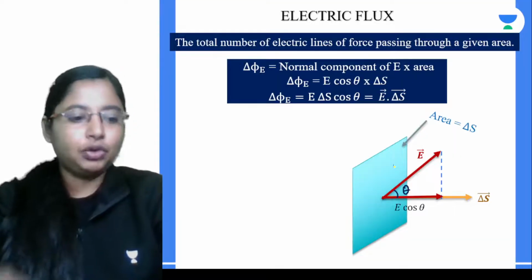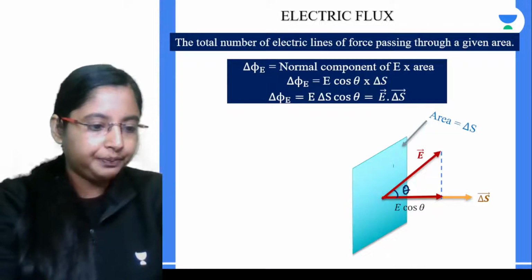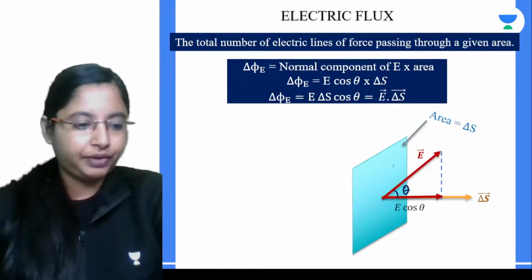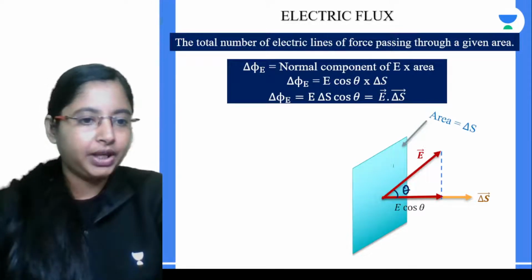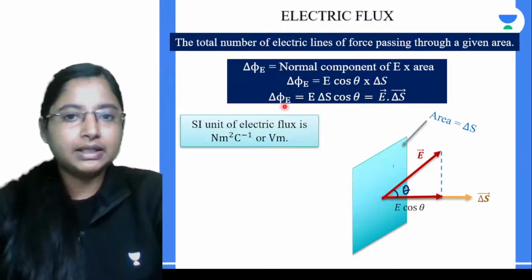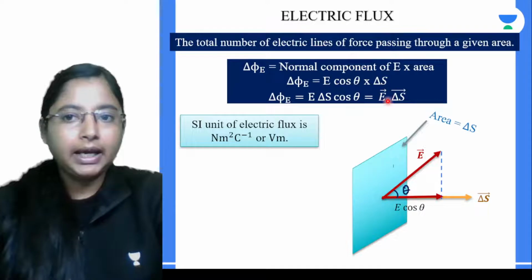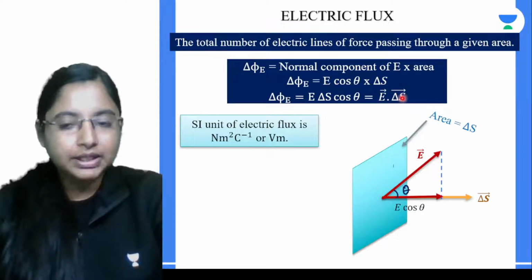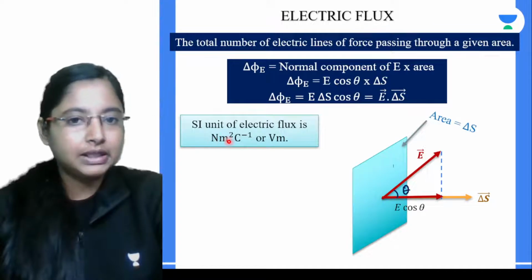So if the unit of electric field is Newton per coulomb, then for electric flux, we multiply by the SI unit for area, which is meter square. So we get Newton meter square per coulomb.